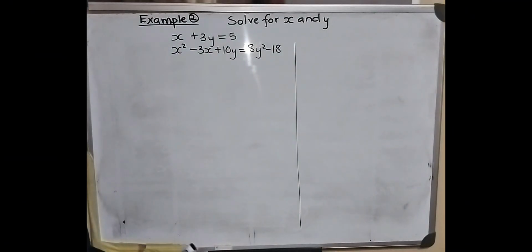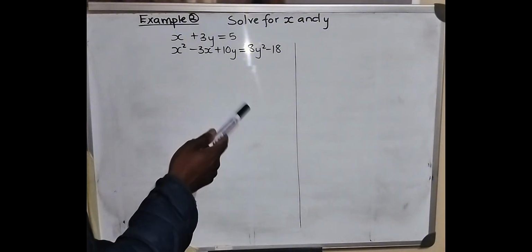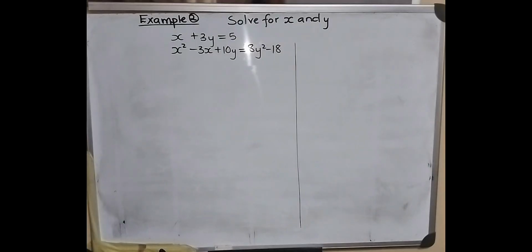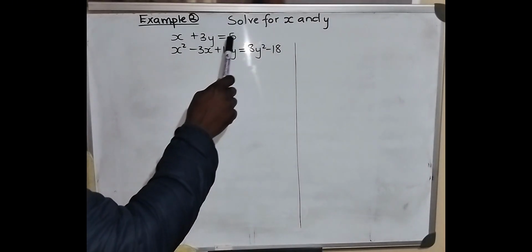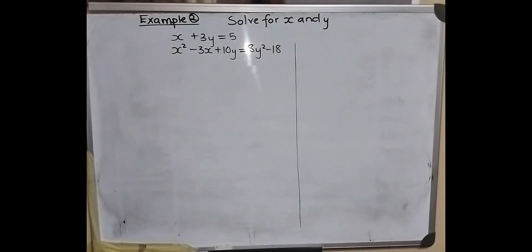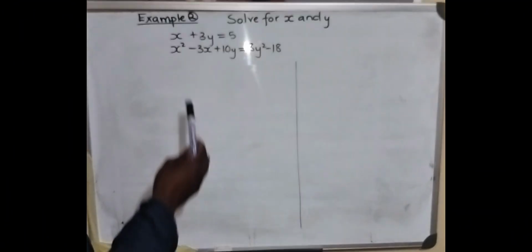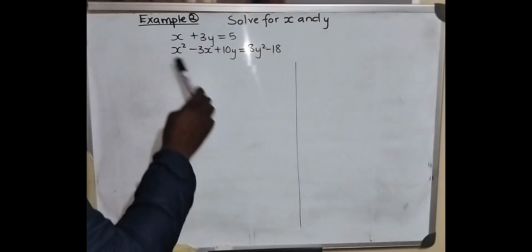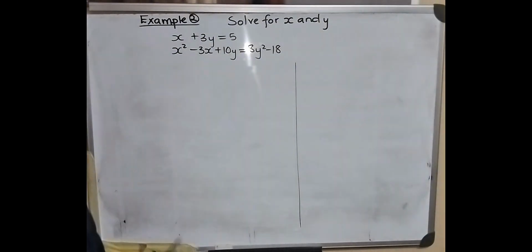Hi guys, welcome back. So I decided to do example 2, just to enhance your understanding, just to make sure that my students actually understand. Right, so here's another simultaneous equation. Here we're given x plus 3y is equal to 5, x squared minus 3x plus 10y is equal to 8y squared minus 18. Right, so if you look at these two equations, you see that it is easy to make x the subject of the formula in the first equation than it is to make x or y the subject of the formula in equation number 2.